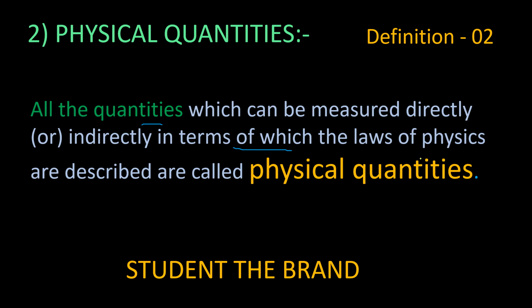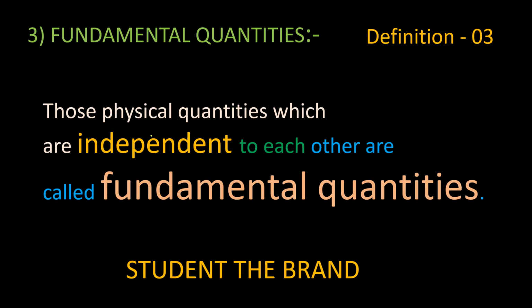in terms of which the laws of physics are described are called physical quantities. Fundamental quantities: those physical quantities which are independent of each other are called fundamental physical quantities. Means these are basic quantities, fundamental quantities.